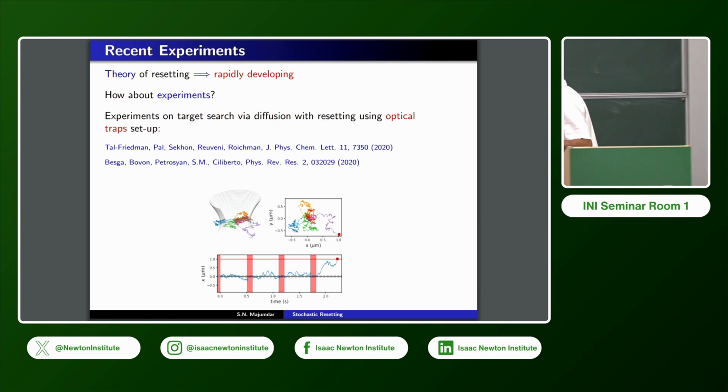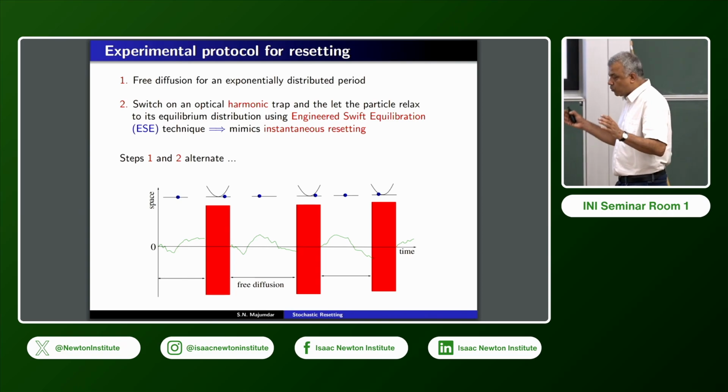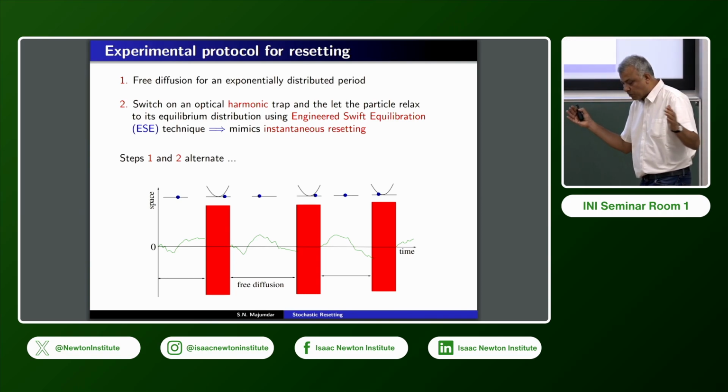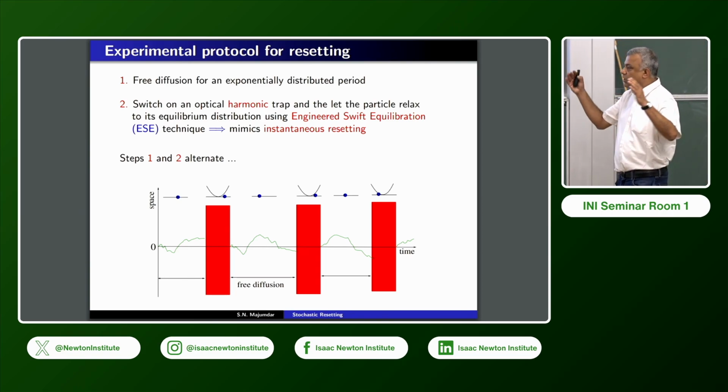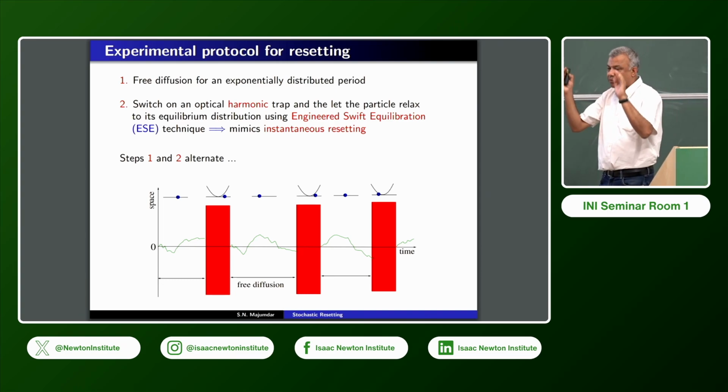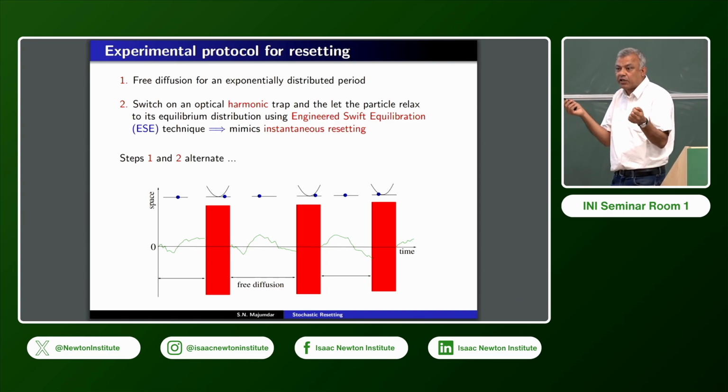So the main idea of the experiment is the following. How do you actually do the resetting in an experimental setup? What they do is take an optical trap. These days you can fabricate an optical trap very easily with lasers. So you have a single particle, it diffuses, and at some random time you switch on the optical trap. When you switch on the optical trap, that means it traps the particle.